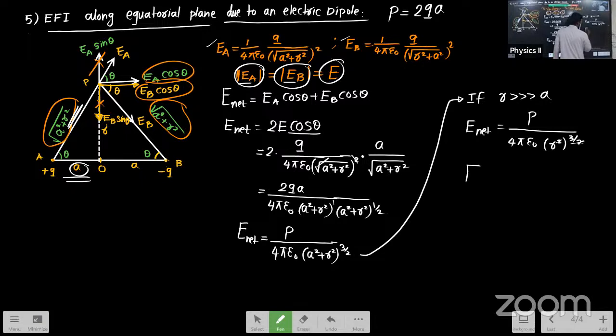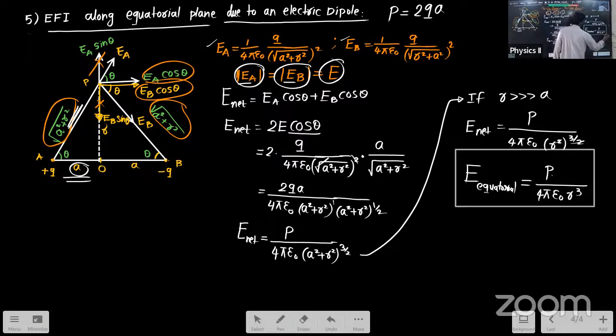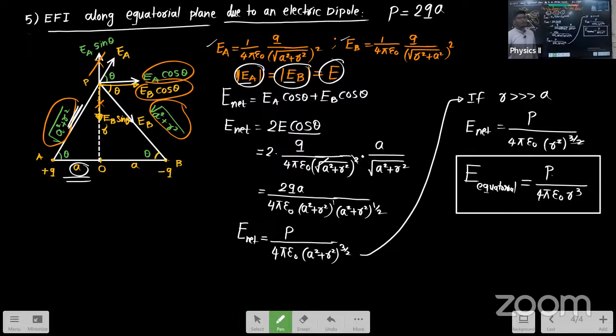So our final answer for the net electric field along the equatorial plane is given as P divided by 4 pi epsilon naught into R cube. P divided by 4 pi epsilon naught into R cube. So this is our final answer for electric field intensity along the equatorial plane due to an electric dipole. I hope you are getting this.